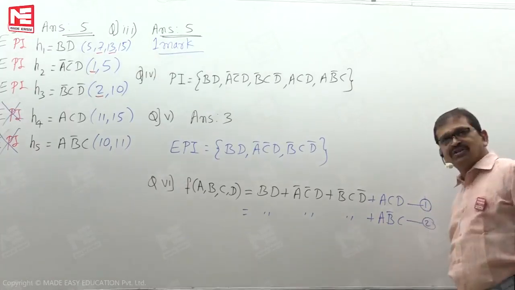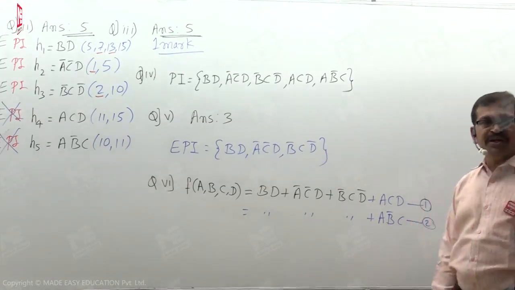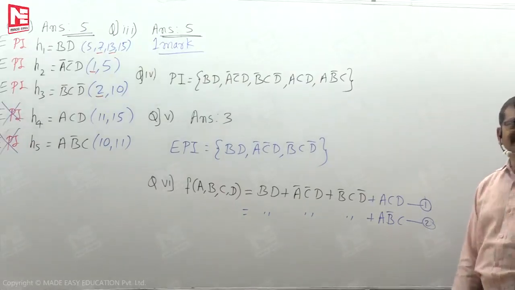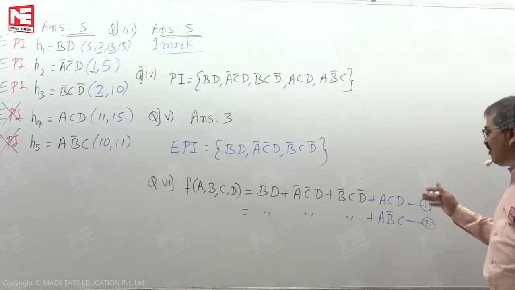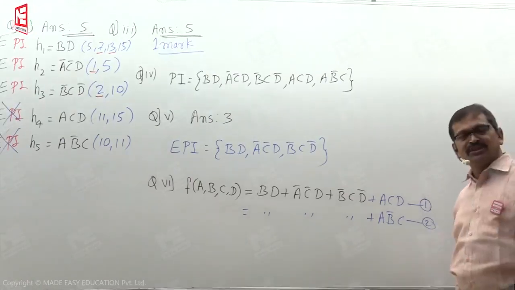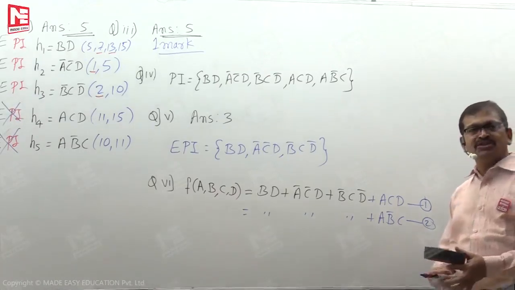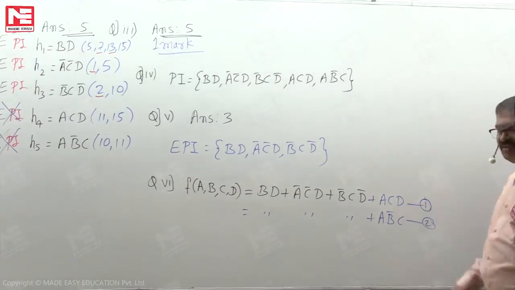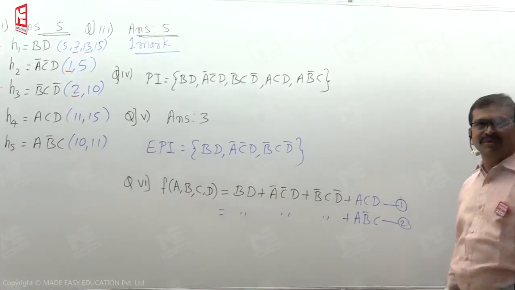Apart from this, are you finding any other minimal expression? The answer is no. These are the only 2 possible minimal expressions for the given function f. So the function has these 2 minimal forms.